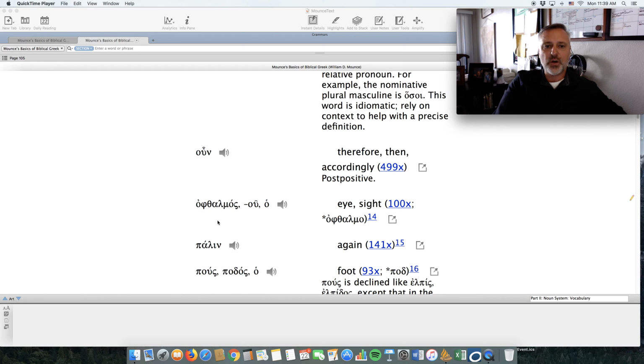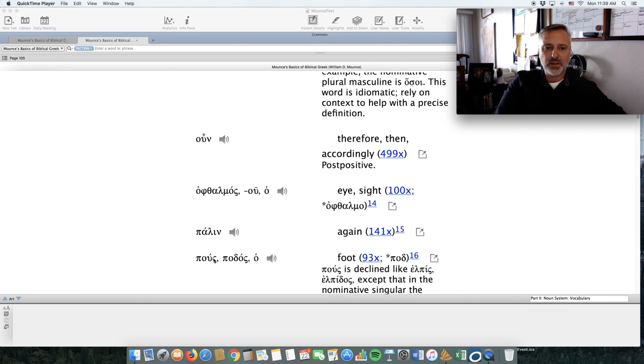Ophthalmos, ha ophthalmos, the eye or sight, like an optometrist. An ophthalmologist is a doctor who specializes in eyes. So ophthalmos. All right, here we go.